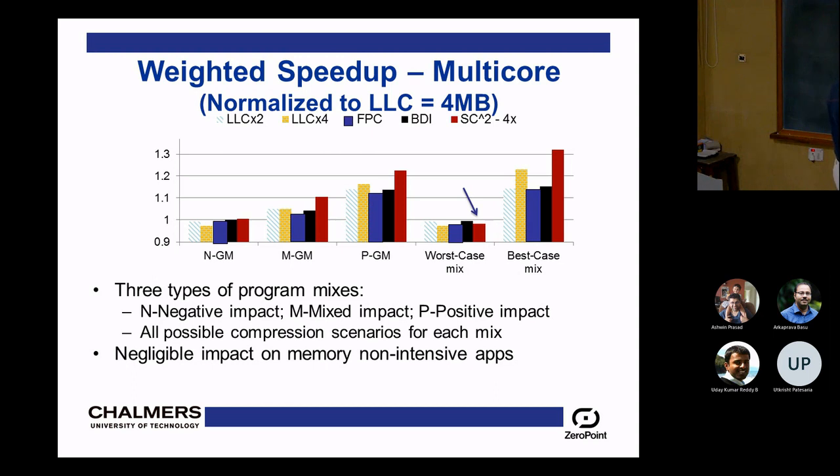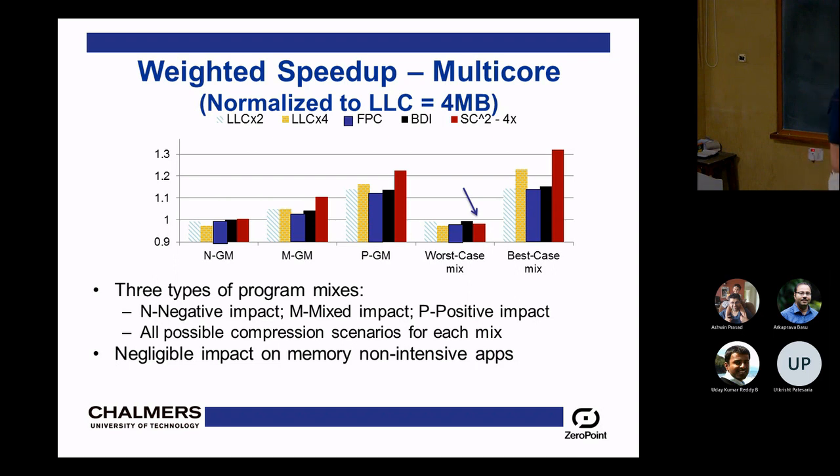Now, the best case would correspond to the fact that we actually do decompression in zero time, but we take advantage of the compression effects in larger L3 capacity, and then we would get like 30% improvement in performance. And then, of course, depending on the workload mix, it will be somewhere in between, you could say.